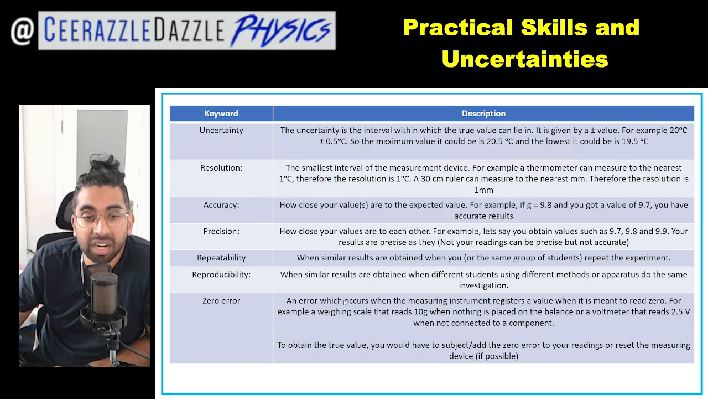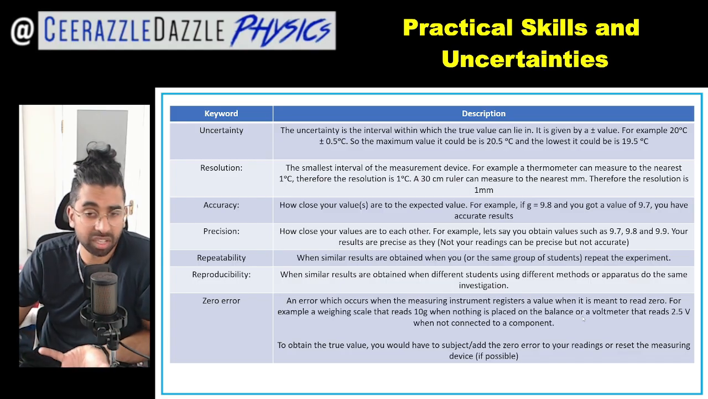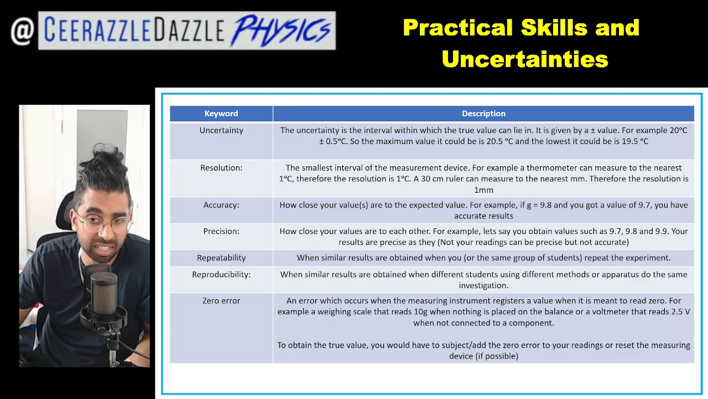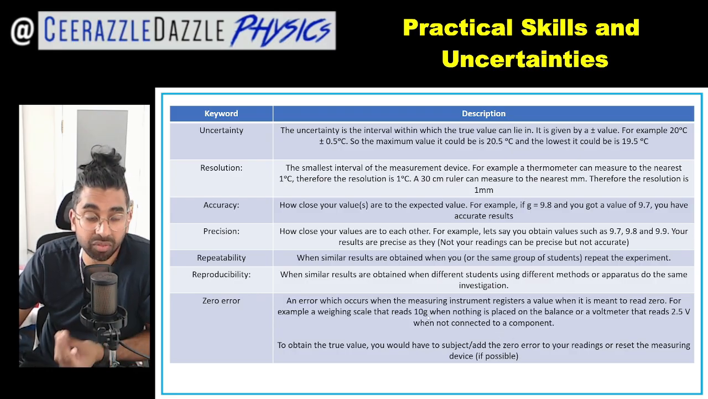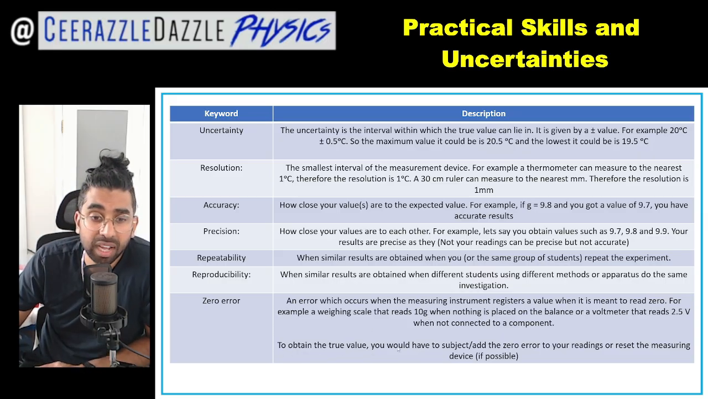Zero error is going to be an error which occurs when the measuring instrument registers a value when it's meant to read 0. For example, a weighing scale that reads 10 grams when nothing is placed upon the balance. So let's say you have a balance, nothing's on it, it weighs 10 grams, obviously that's an error. Or let's say you have a voltmeter not connected to anything and it reads 2.5 volts, that is also a zero error. When it's meant to read 0, it's not reading 0, that's why it's called a zero error. To obtain the true value, you would have to subtract or obviously add the zero error to your readings or reset the measurement device if that's possible.